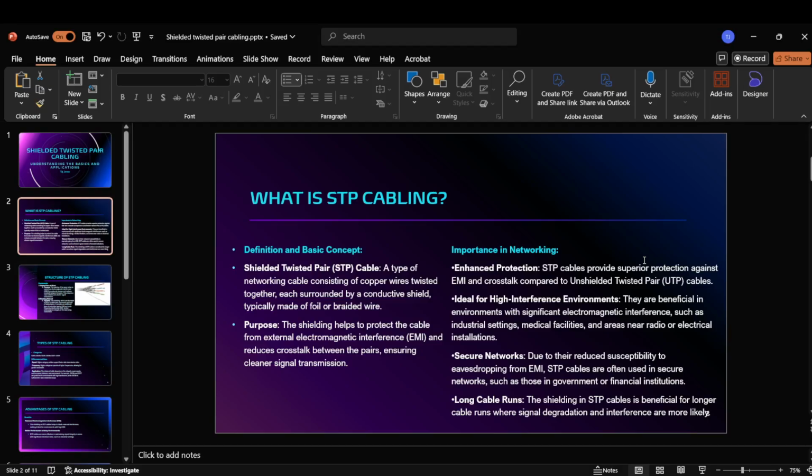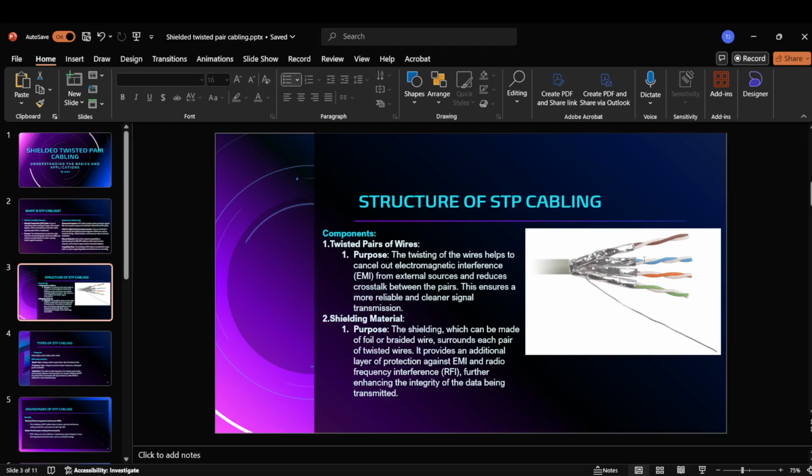Next, they are good for securing networks. Due to the reduced susceptibility to eavesdropping from EMI, STP cables are often used in securing networks such as those in governments or financial installations. They are also good for long cable runs. The shielding in STP cables is beneficial for longer cable runs where signal degradation and interference are more likely.